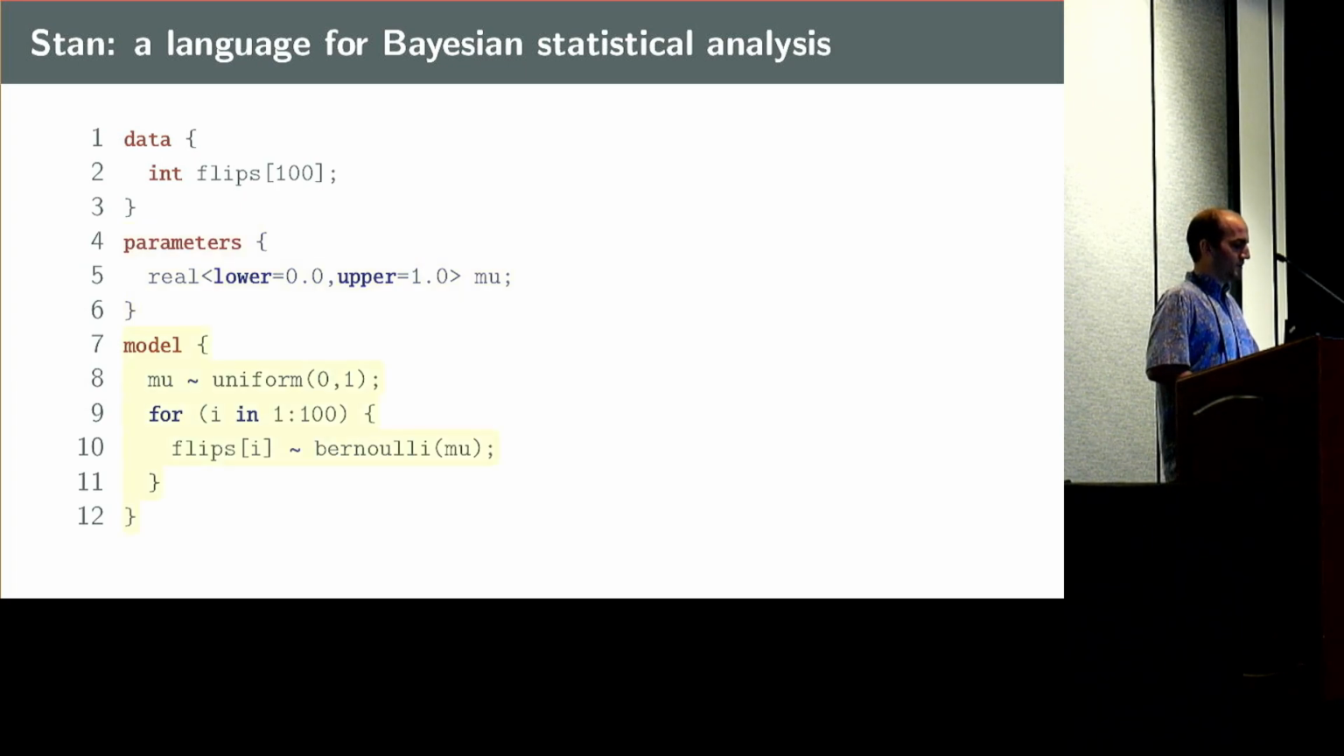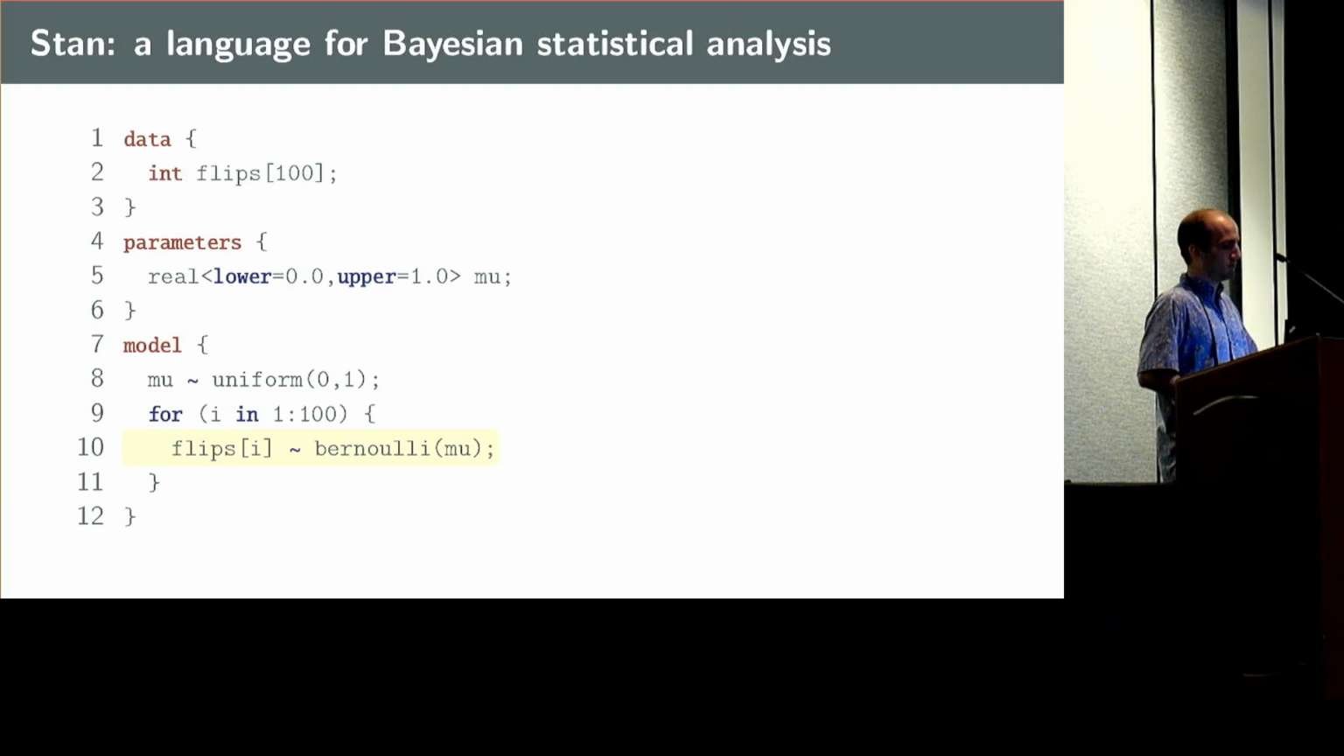And then finally, I have the model block, which is the heart of the program. It specifies a probability density function that connects the parameters and the data. I start by giving what's called a prior distribution on the parameter mu, postulating that it was sampled from the uniform distribution. And then I specify that each of the coin flips in my data set were independently sampled from a Bernoulli distribution with bias given by mu.